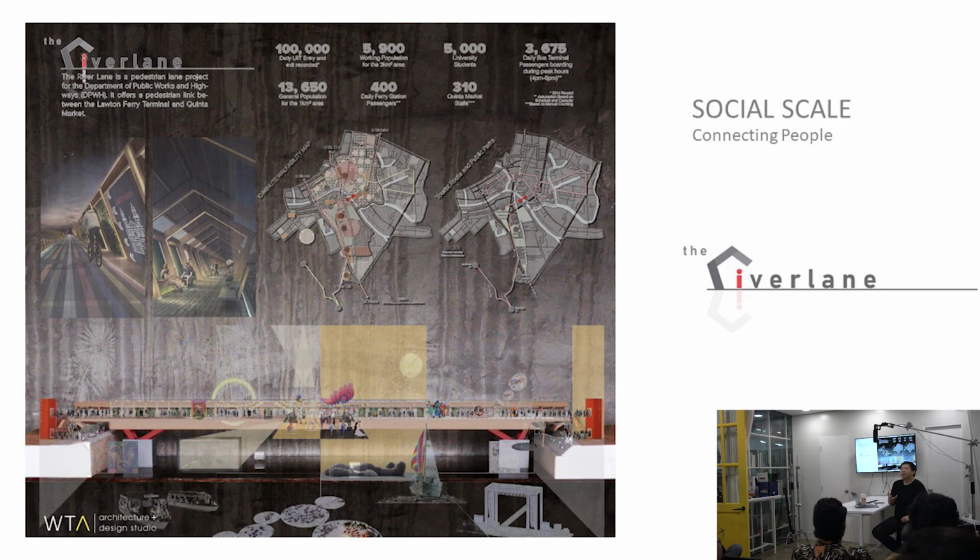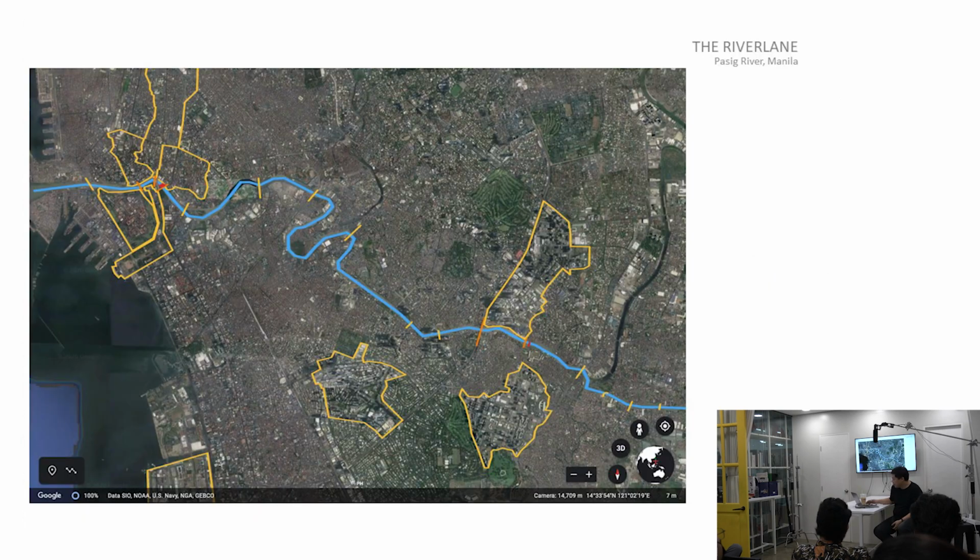The next principle is about social scale, or about connecting people. Well, this project is the River Lane. The whole of Metro Manila does not have a single pedestrian bridge right now. So we wanted to be able to build this bridge. In fact, this bridge was supposed to be in Makati before, and it got moved around. Eventually, it ended up in Manila.